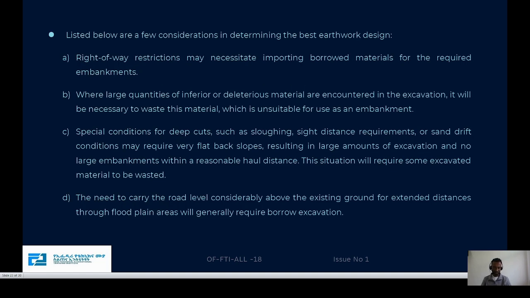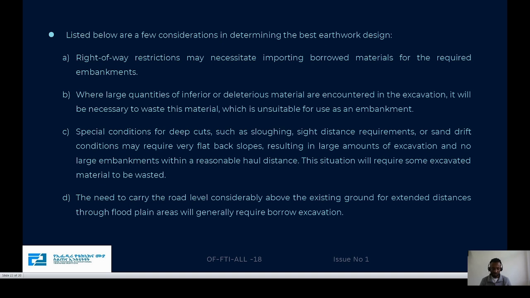The economic limit of haul will be 3100 meters. Listed below are a few considerations in determining the best earthwork design. The first is that right of way restriction may make it necessary to import borrow material for the required embankments. Large quantities of inferior or deleterious materials are encountered in the excavation. There is unsuitable material, so it is considered as waste material. Special condition for deep cutting.